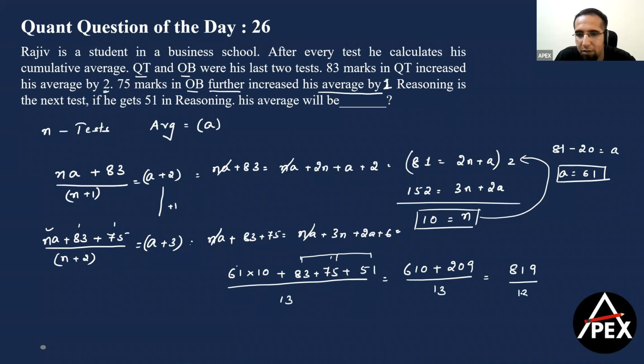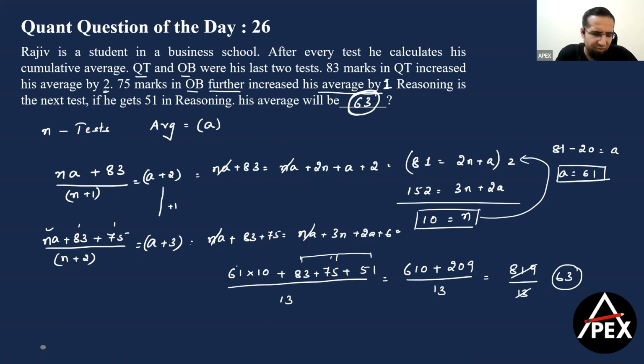819 divided by 13. That goes with 13 6s are 78. Clear? And I have a 39. So 13 3s are 39. So therefore, after reasoning, his average is going to be 63 in all.